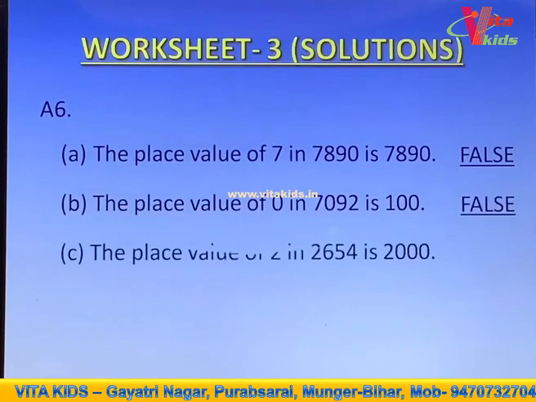C part. The place value of 2 in 2654 is 2000. So we'll take 2 and we have 3 digits after it. So we will convert them to 0 and we will get 2000, which is 2000. So this is true.